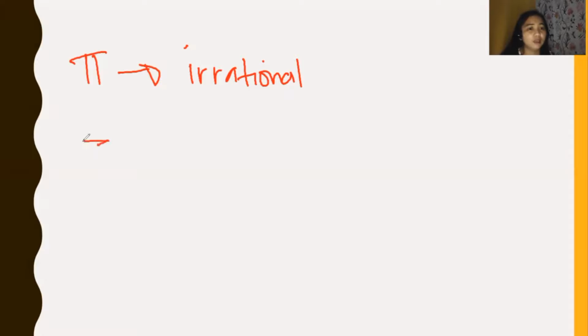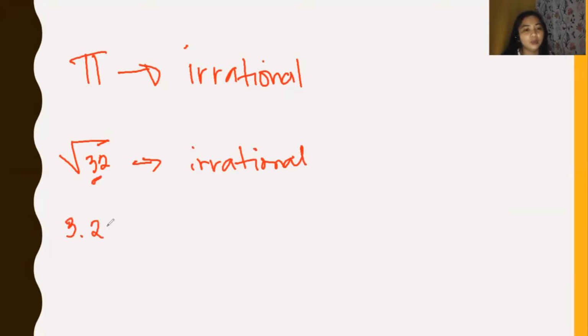Let's have another example. The square root of 32. It is an irrational. Kasi hindi perfect square yung 32. Let's have another example. We have 3.26739 and so on. So, ibig sabihin, walang nag-repeat na digit at hindi rin natapos yung digit. Ito ay irrational number. So, that's it. So, now, alam niyo yung pagkakaiba ng rational.